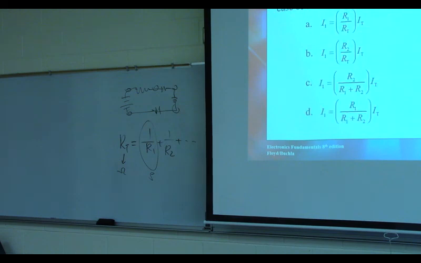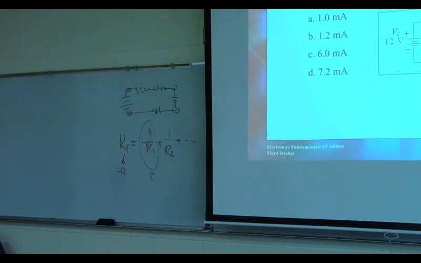Okay, now this one looks like we got a lot of formulas. Current divider to find I1 for only 2. Very simple. Which one is correct? C. Oh, you are good at this one. Yeah. Got it. You don't even need to think. That's perfect.